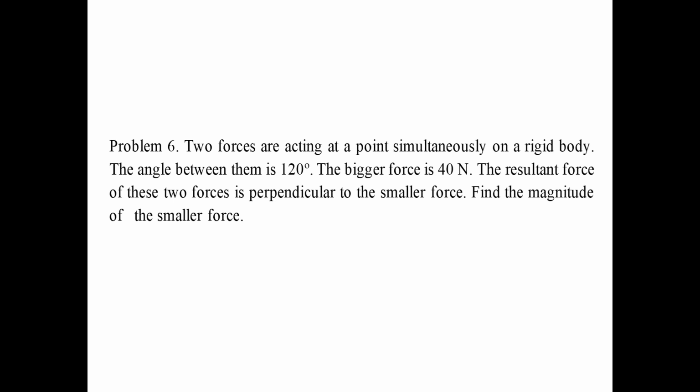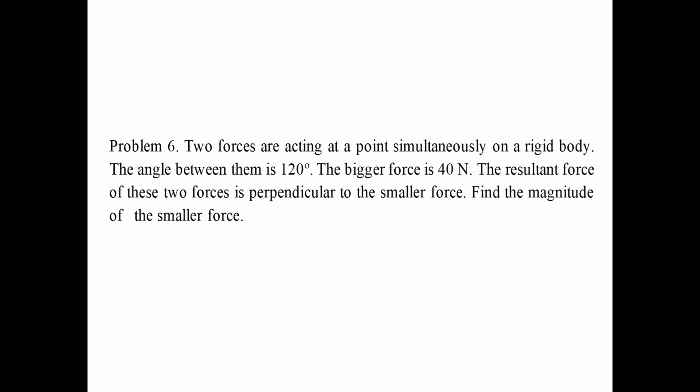So in this problem, two forces are acting simultaneously at a point on the rigid body. Angle between them is 120 degrees. The bigger force is 40 Newton. The resultant force of these two forces is perpendicular to the smaller force, that is F2. Find out the magnitude of the smaller force. To solve this problem, please listen carefully. First prepare the parallelogram by using the data given in the problem.